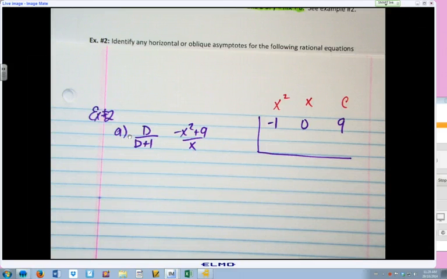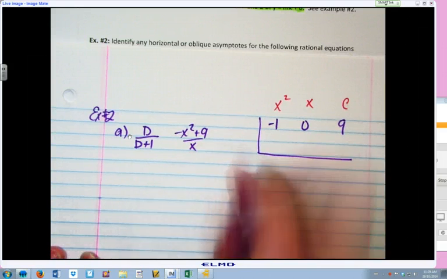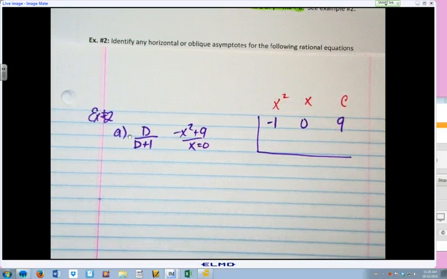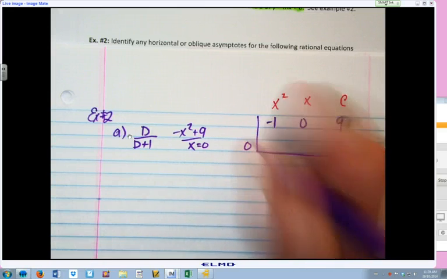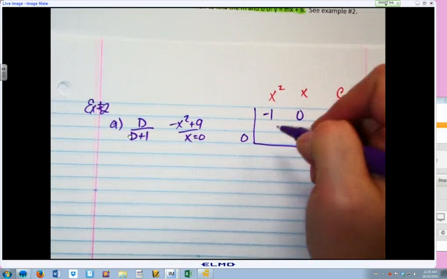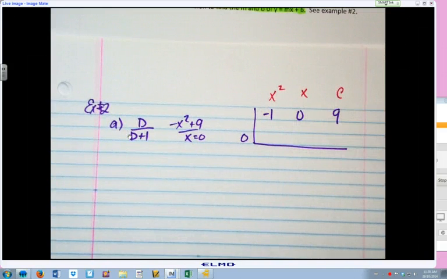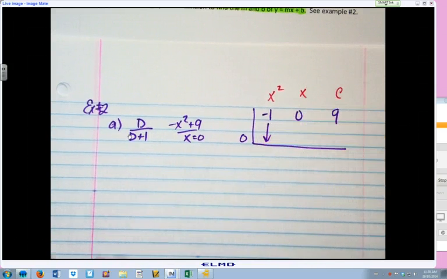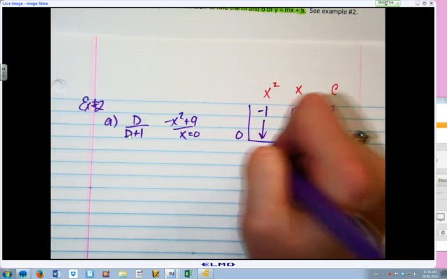Still with me? Then I'm going to take the bottom and say, what is it equal to? Well, it has to be equal to 0. I just want to make sure I'm not doing this backwards because I always mix this up. Okay, no, we're good. I'm going to drop this guy straight down, and I'm going to write my -1 here.